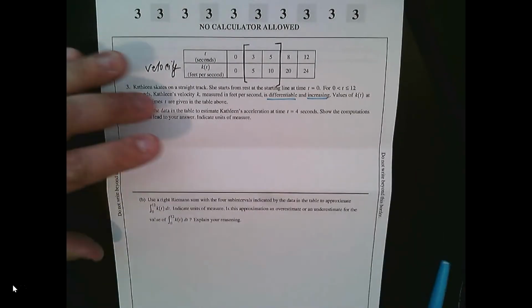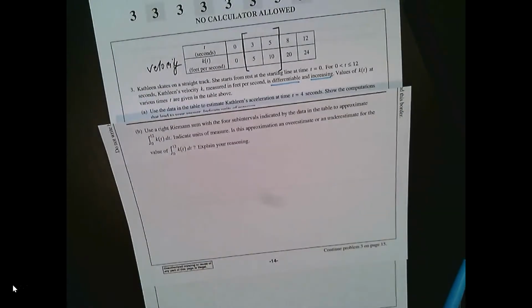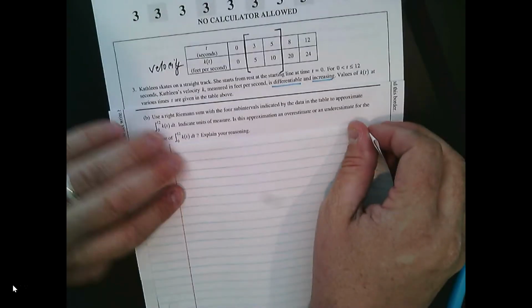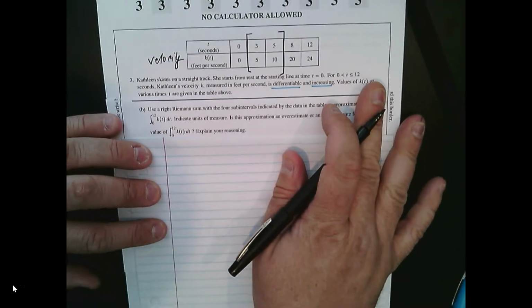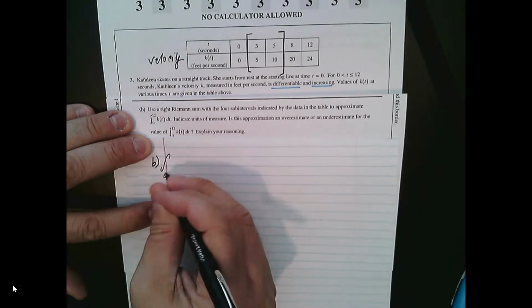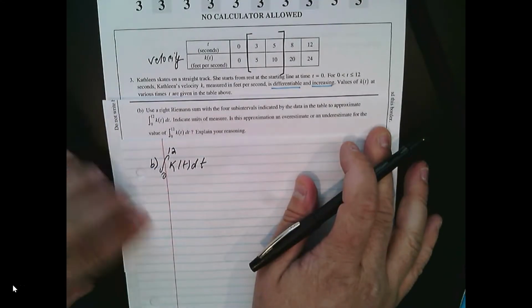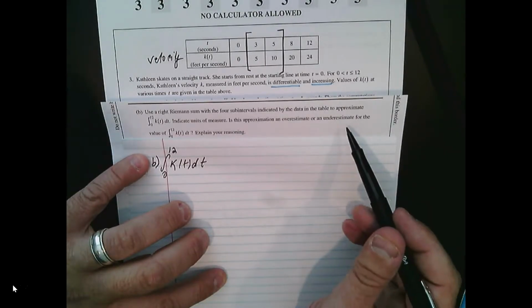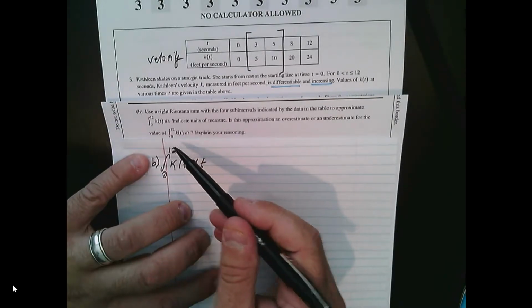Let's look at part B. In part B, we're told to use a right Riemann sum with the 4 subintervals indicated by the data in the table to approximate the value of the integral from 0 to 12 of k of t dt. Indicate the units of measure and then determine if the approximation is an overestimate or an underestimate for the value of the integral from 0 to 12 of k of t dt. Whew, we got a lot going on here.